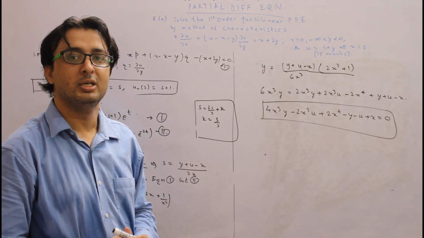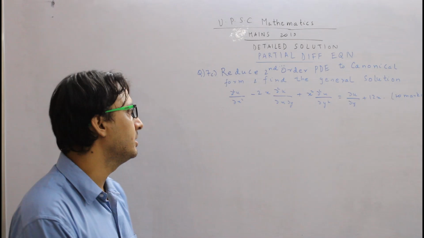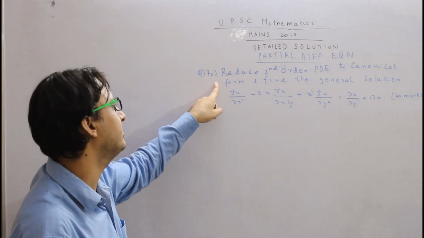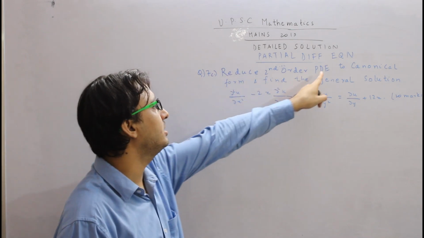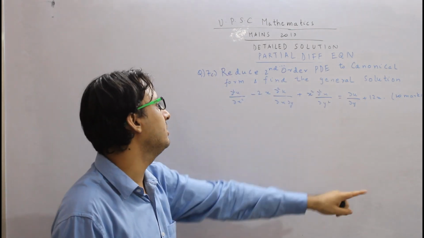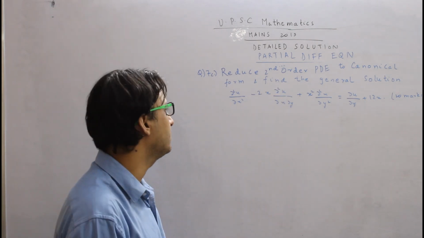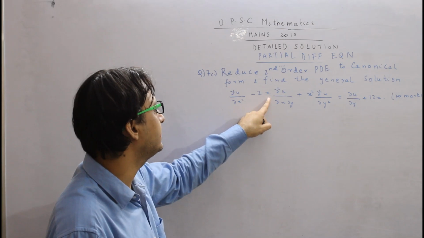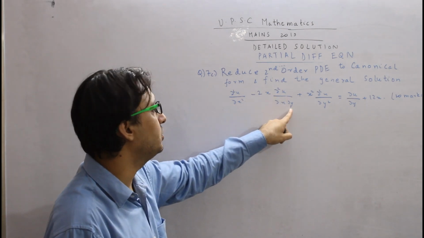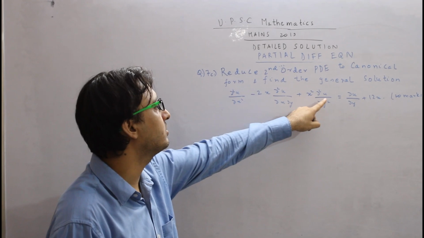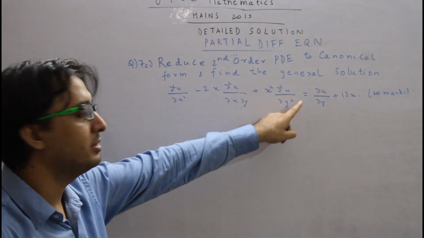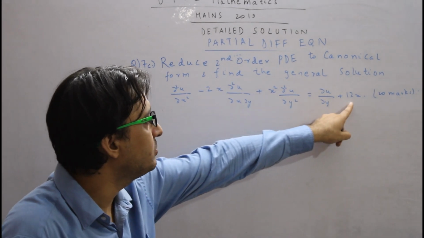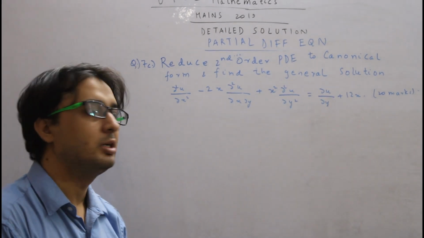So now I'm going to take the second question. Okay, so this is the second question, and this question was asked in question number 7c. Here we have to reduce a second order partial differential equation to canonical form and find the general solution. And it is dou square u by dou x square minus 2x dou square u by dou x dou y plus x square dou square u by dou y square is equal to dou u by dou y plus 12x, and it was asked for 20 marks.